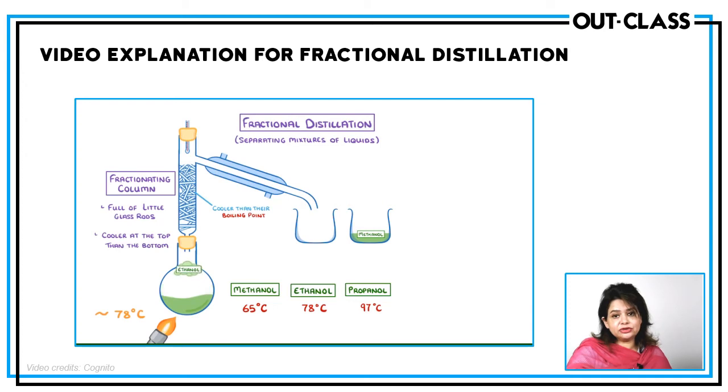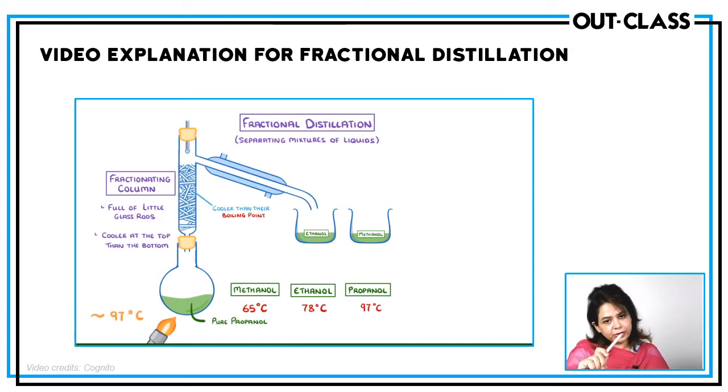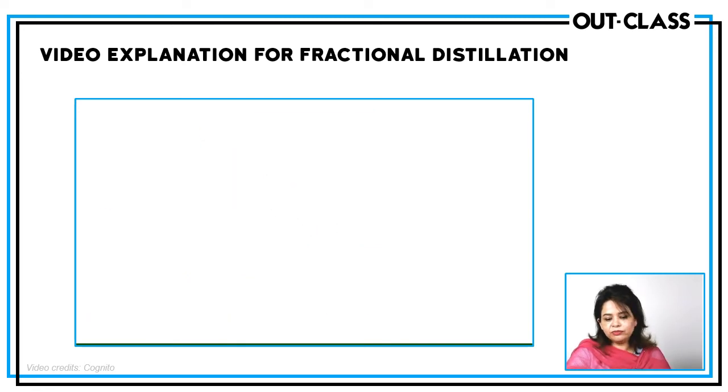Once the temperature starts rising from 65, we have to change the collecting vessel. Now at 78 degrees Celsius, the ethanol vapors will start distilling because their boiling point is reached, so they can enter the condenser and these can be collected in the collecting vessel. And the temperature will remain fixed at 78 degrees Celsius till all the ethanol is condensed. Now we have propanol left in the boiling flask because its temperature was not reached yet. When we further heat it, the propanol vapors will also rise and they'll be collected in your collecting vessel, and their vapors will also be condensed in the condenser.